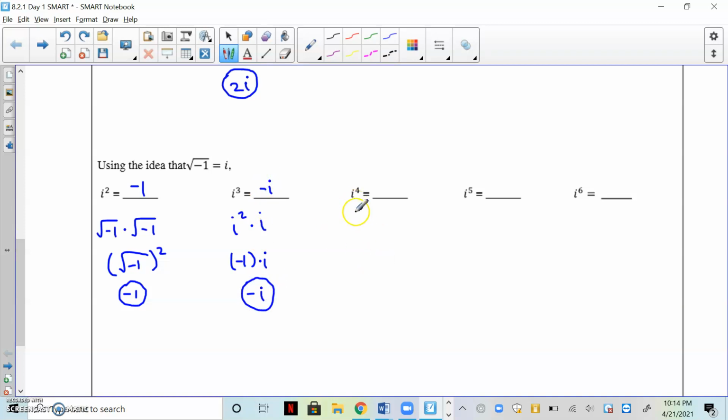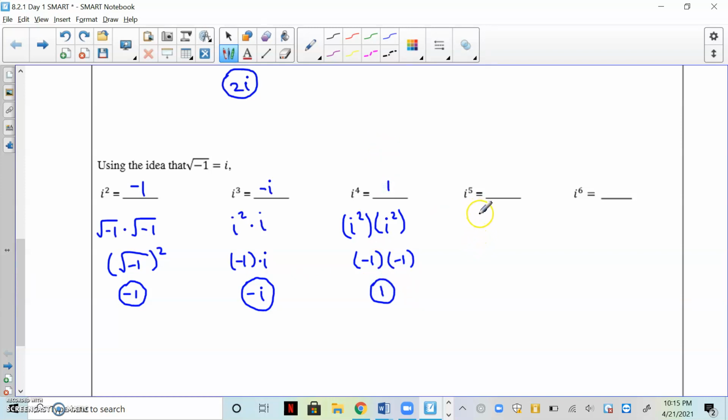i to the fourth. Now, again, we want to think about how we can rewrite this to make our lives easier. We can think of i to the fourth as i squared times i squared. Okay, all four have been accounted for, and that means we can say that's the same thing as -1 times -1, because again, i squared is -1. So you calculate this, you get an answer of 1.